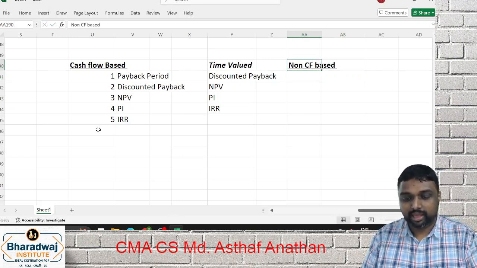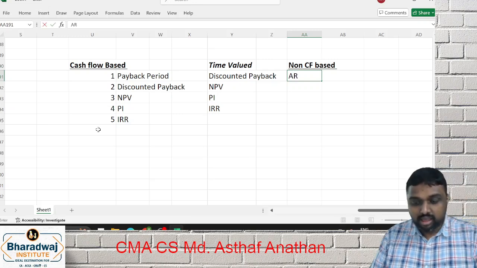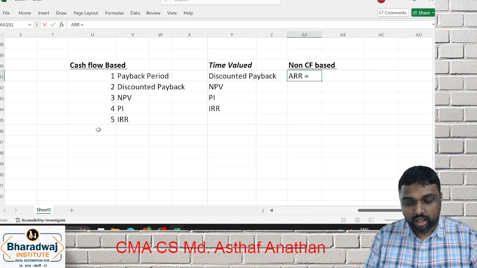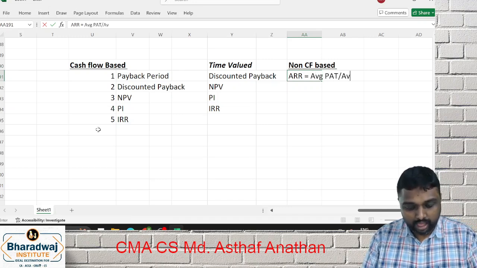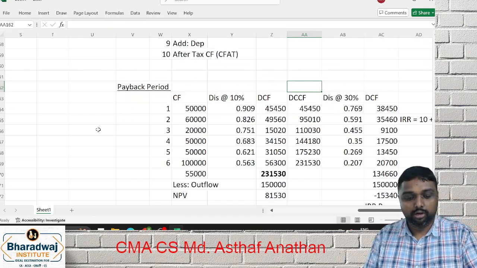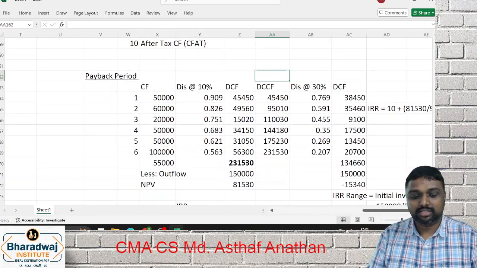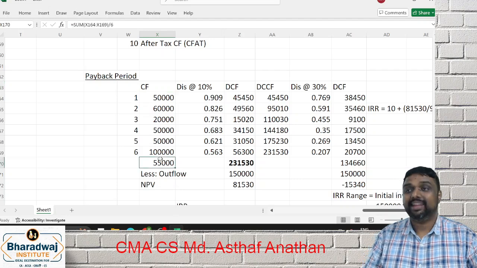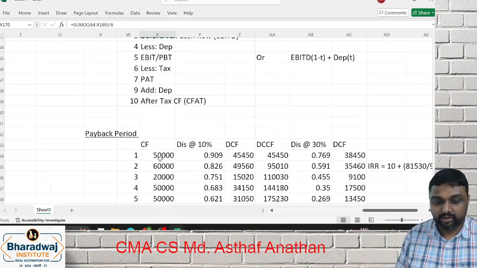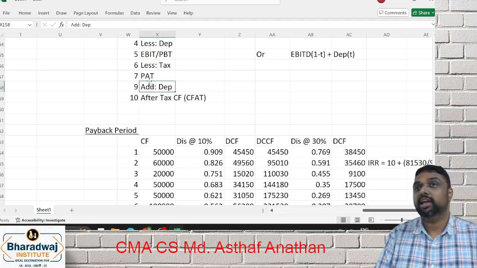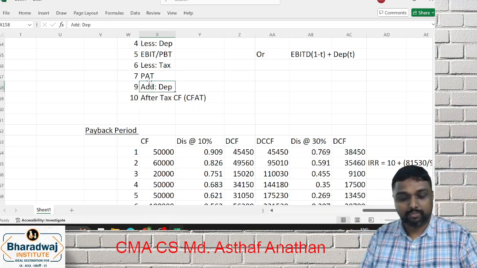Now we have another, non-cash flow based. In non-cash flow based, we have an interesting method called ARR. What is that? ARR, very easy. ARR stands for average PAT by average investment into 100. Average PAT by average investment into 100. How will you do it? In this example, this is cash flow only. You want to get the PAT. Let us assume PAT and cash flow both are the same. Generally, from PAT and depreciation, you get cash flow. So if you have cash flow less depreciation, you will get PAT. But let's assume this cash flow and PAT are both the same.